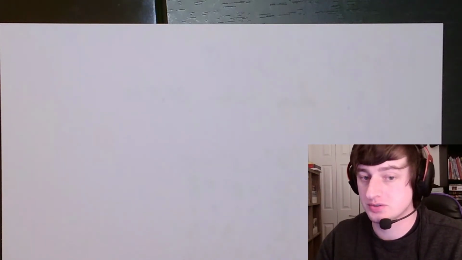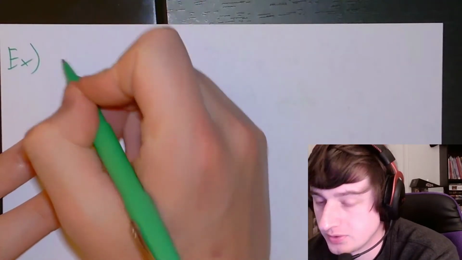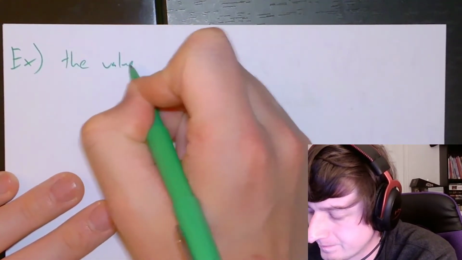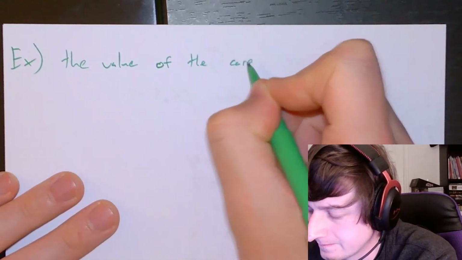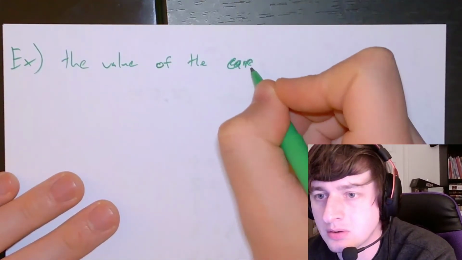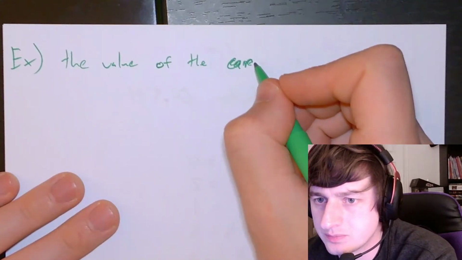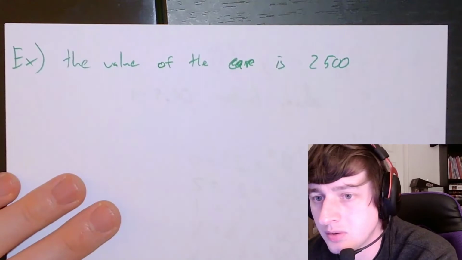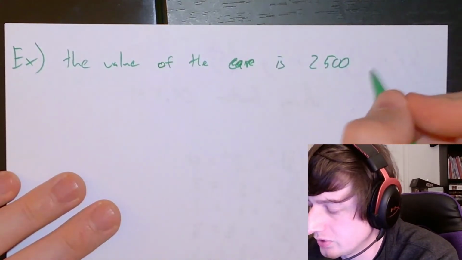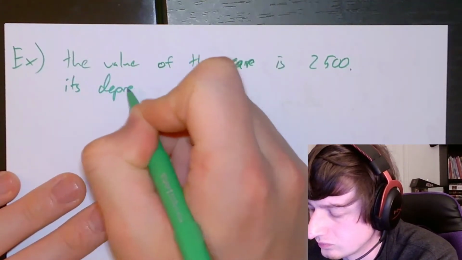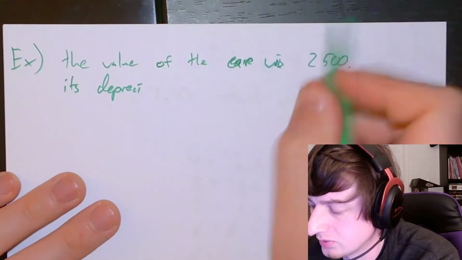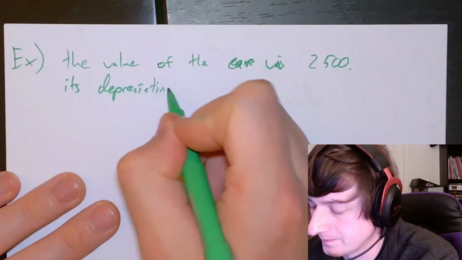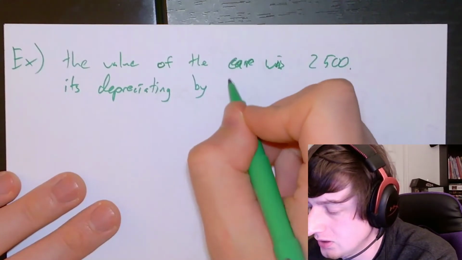So these are still exponential functions. They're just going to look a little different. So we have a car. Value of the car. Not care, car. Is 2,500. It's depreciating, or not is, was. This is how much we bought. It's a cheap car. 2,500 is not a ton for a car. It's depreciating by 15%.